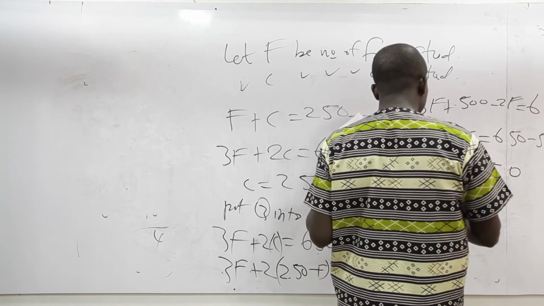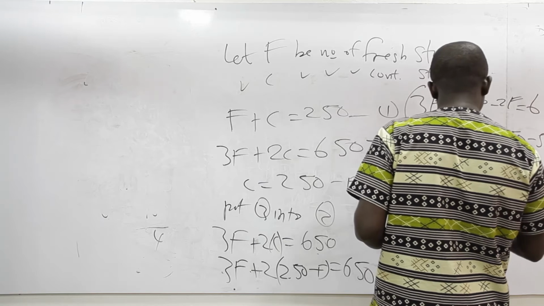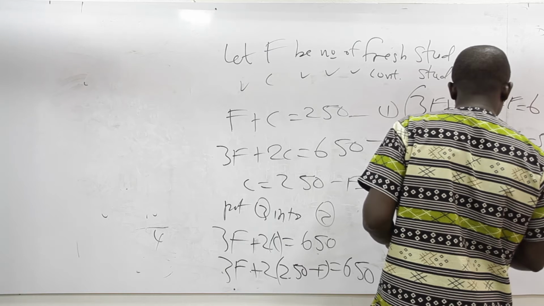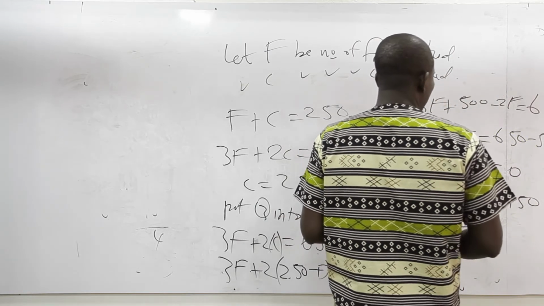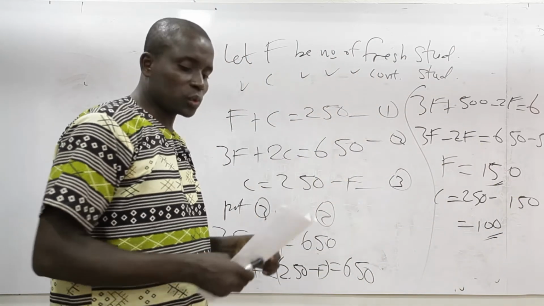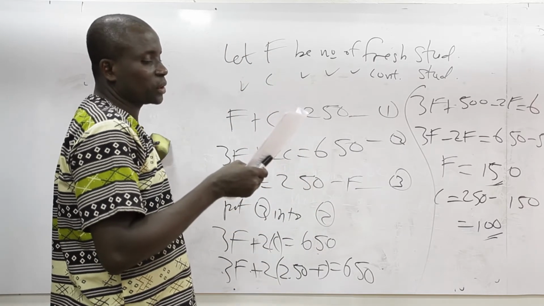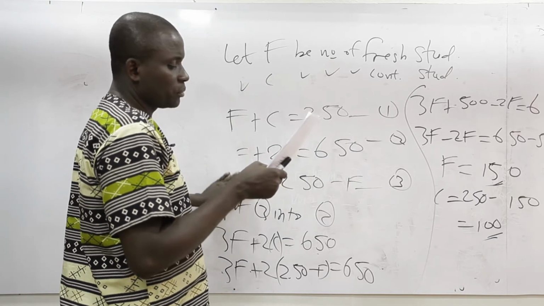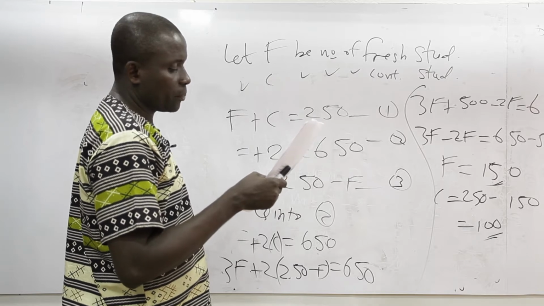What about continuing students, which is the C? C is going to be what? It's going to be 250 minus 150. That will equal to what? 100. So therefore, fresh students were 150 and then continuing students were what? Were 100. Exactly. Now let's look at a similar one. This is example 6. That's what you have done. Let's look at example 7 and 8. In fact, they are following almost the same approach.